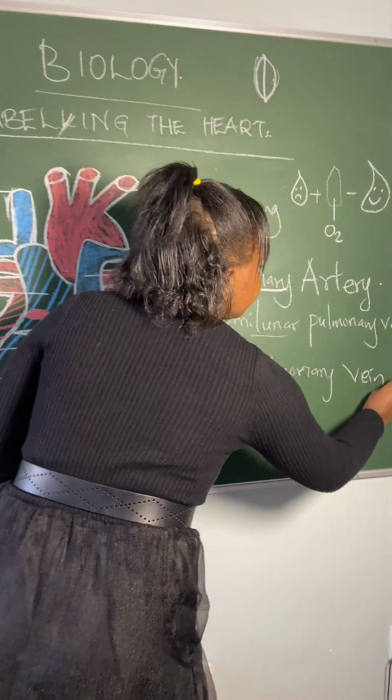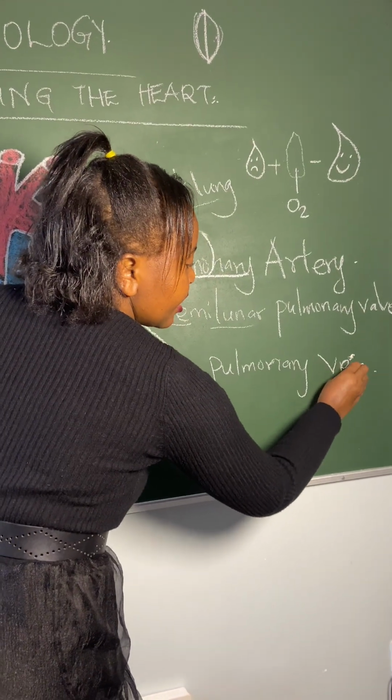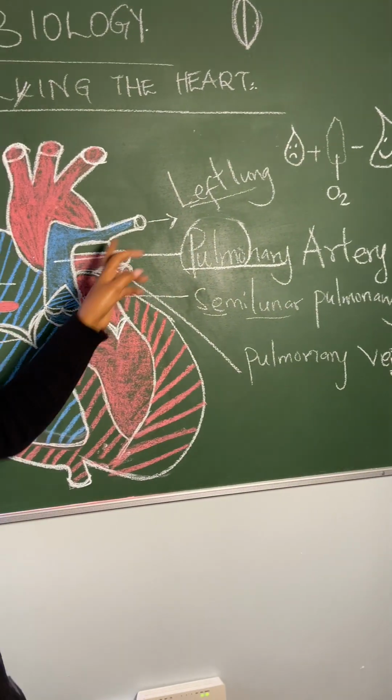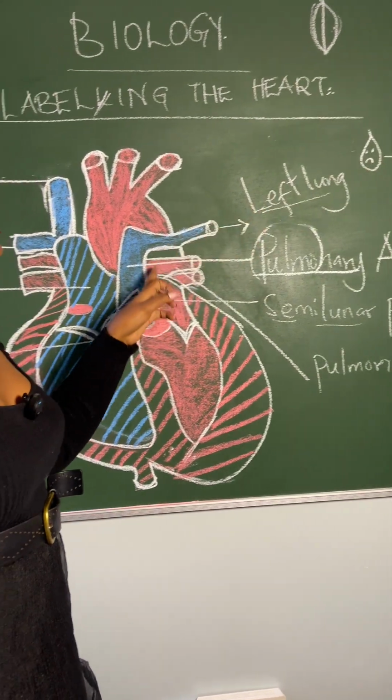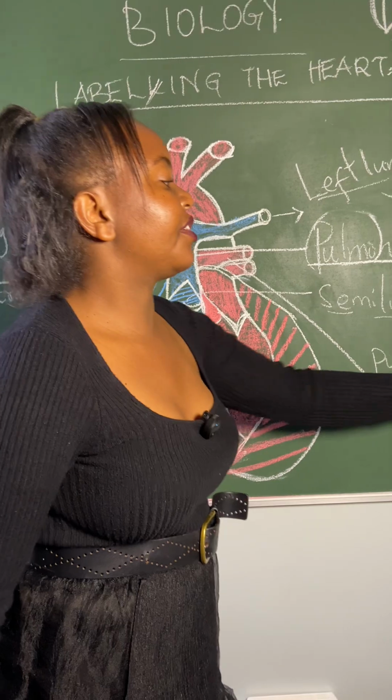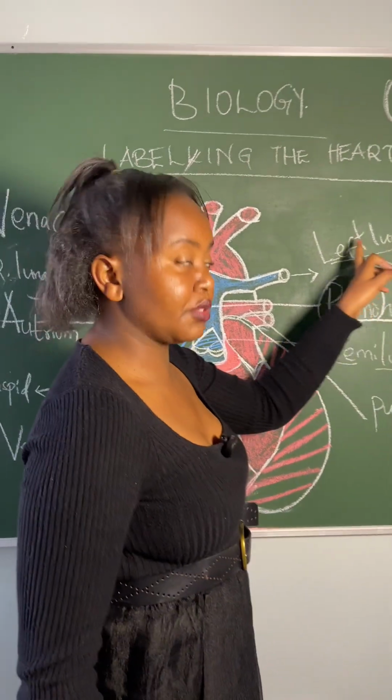What did we say veins do? They take blood inside the heart. So it comes from where? From the lungs, and returns inside the heart. But remember now, it is the pulmonary vein. This blood is oxygenated because it comes from the lungs.